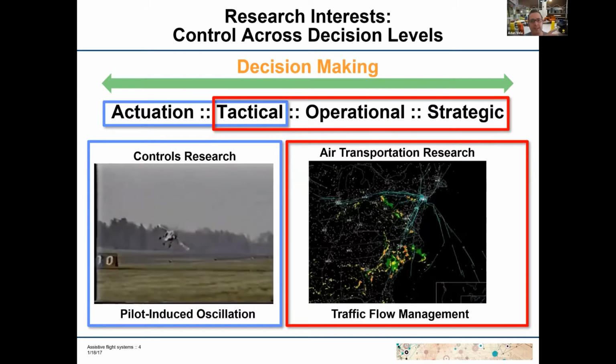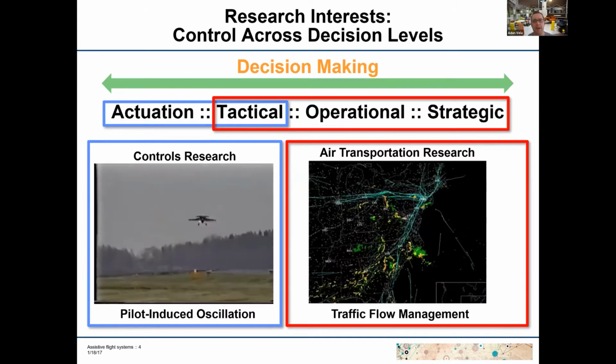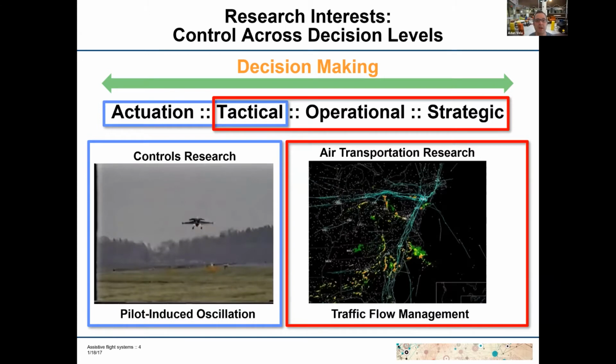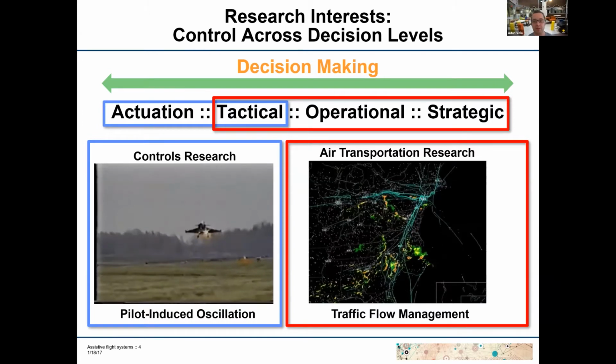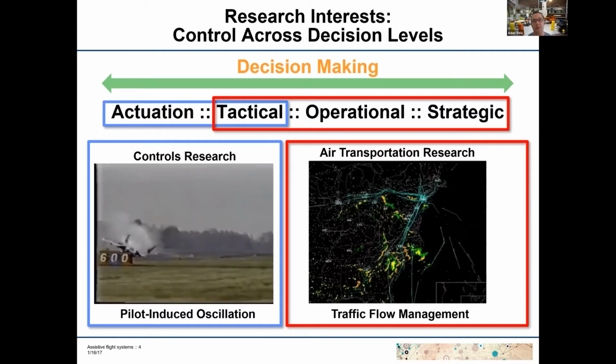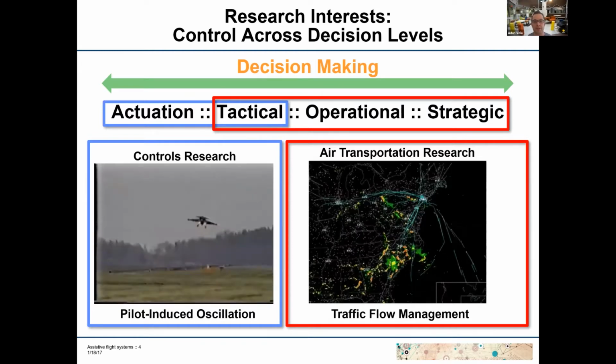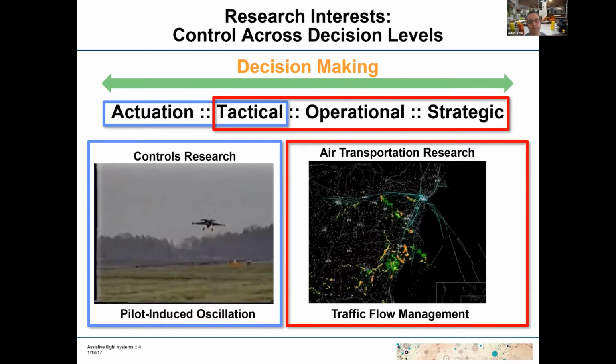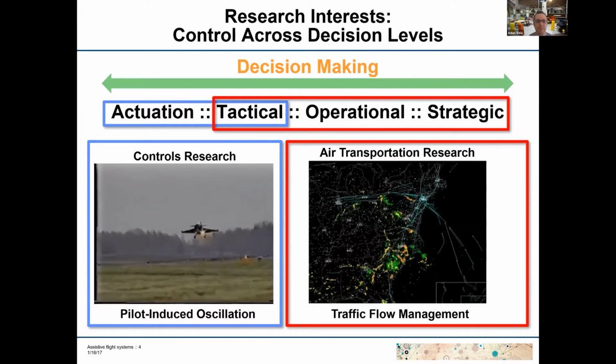So much of my work takes this idea but abstracts it up to higher levels of decision making, specifically the tactical, operational, and strategic. So how do we understand the role of human decision making in these processes? And this is especially true when we look at problems like traffic flow management.